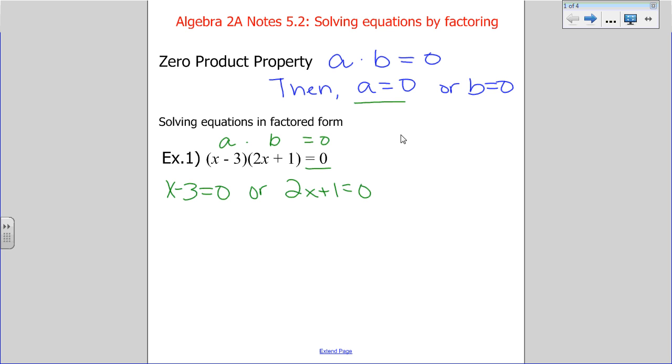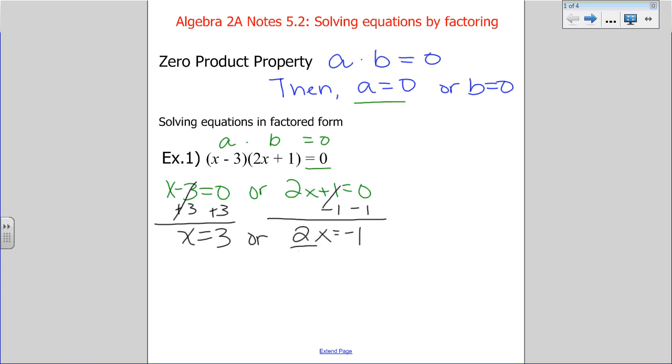So to solve this, we simply undo subtraction by adding 3 to each side, either by showing that or doing our mental math. And we get x is equal to 3, or we can solve here. Subtract 1 from each side. 2x is equal to negative 1, and then divide by 2, and so we get x is equal to negative 1/2. So these are our two solutions.